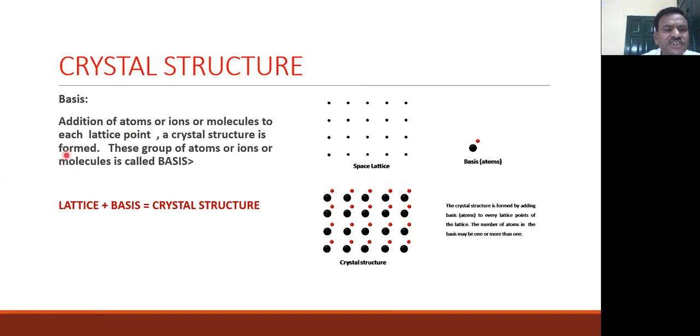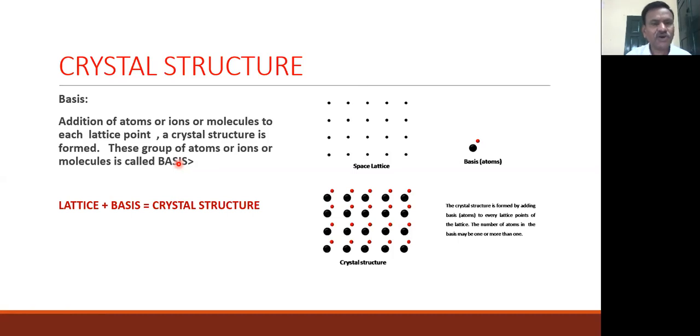A crystal structure is what formed here. This group of atoms or ions or molecules is called as a what? Basis. What is the basis here? The group of atoms or ions or molecules is nothing but the basis here. This is the basic definition of what is lattice and what is basis.